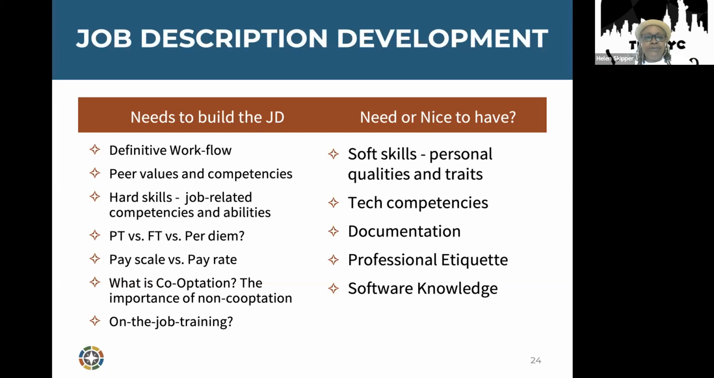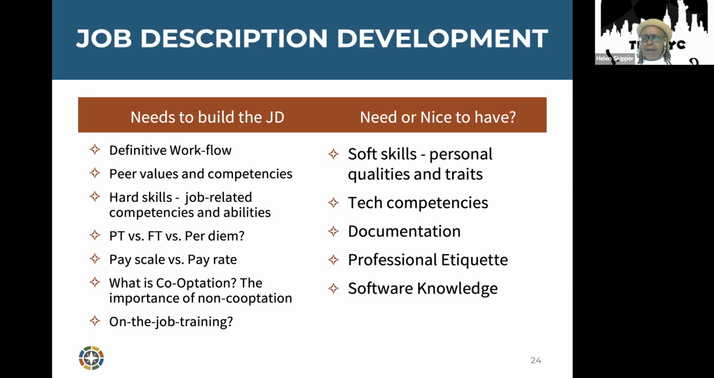Definitely want to make sure that there are peer values and competencies in the actual job description. We need to know hard skills, which are job-related competencies and abilities. We definitely need to have a robust discussion about part-time versus full-time versus per diem. We need to know what's going on in the rest of the state versus the country as far as what's happening with peer support jobs.